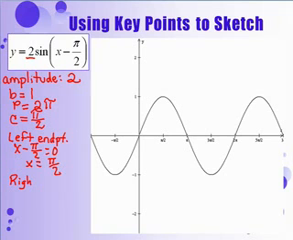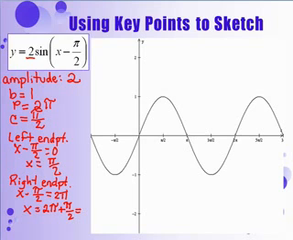Our right endpoint is going to be x minus pi halves equals 2 pi. So solving for x, we get x is 2 pi plus pi halves, which is equal to 5 pi halves.